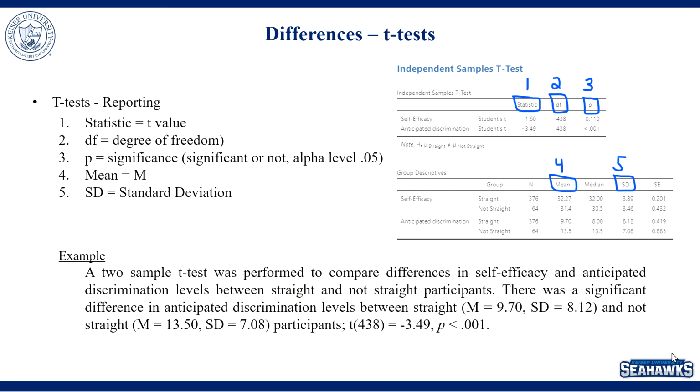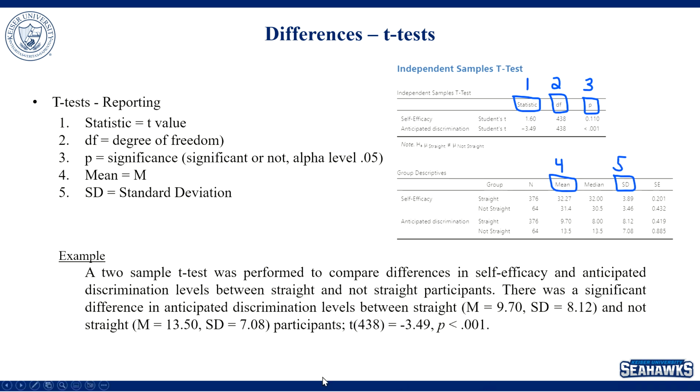You have the df. That's number two. That's your degrees of freedom. You have the p-value, which tells you if it's significant or not. You have the mean scores, which we showed you in the last example. And then you have your standard deviation, number five.